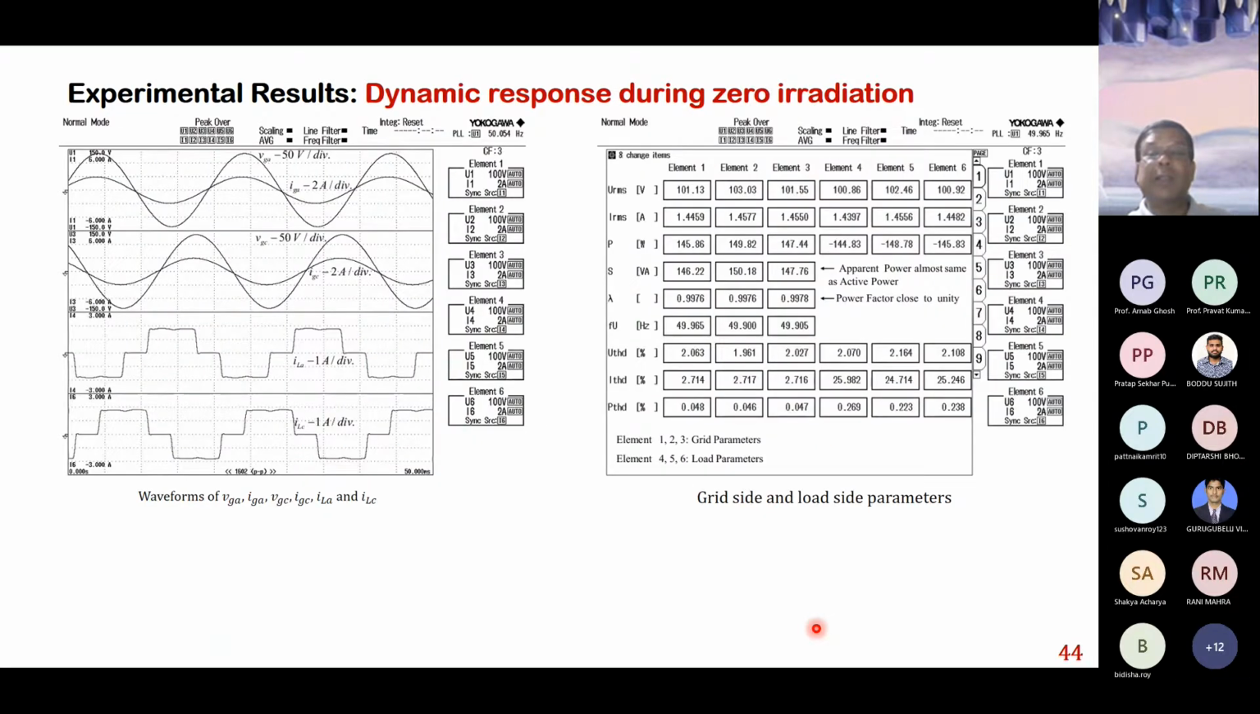So this is the result that we obtain with zero irradiance.